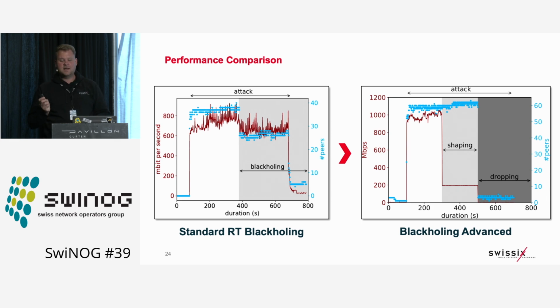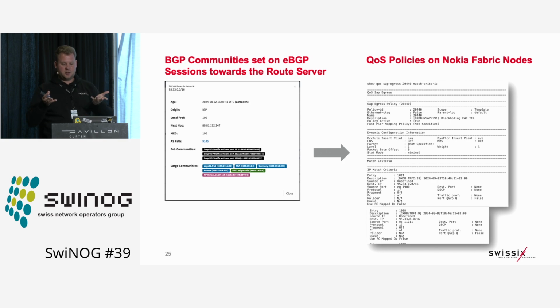This means that you can use these BGP communities, which will also be shown in the BGP looking glass, highlighted here as an example in black, where a rule is set to drop all UDP traffic with source port 19, for example. And these BGP announcements will then lead to this automatic programming of the filtering rules, which we see here on the right side, into the Nokia fabric.